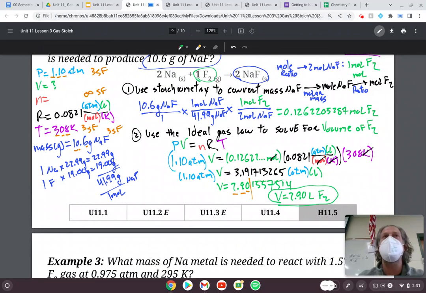So those are the 2-step problems that you're going to come into contact with as we practice these things. The key here is to identify what you've been given. If you've been given a mass, you do the stoichiometry first. If you're asked to find a mass, you do the stoichiometry second. Okay.